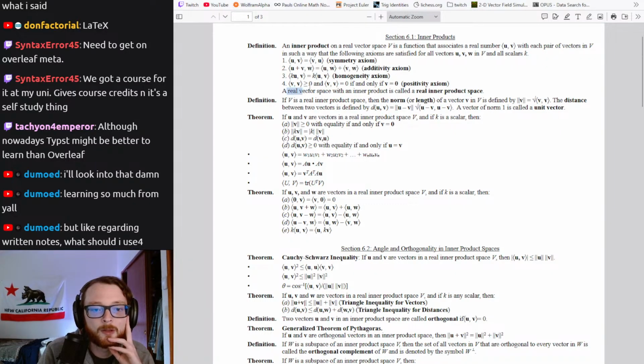A real vector space with an inner product is called a real inner product space. All finite dimensional vector spaces are also inner product spaces.